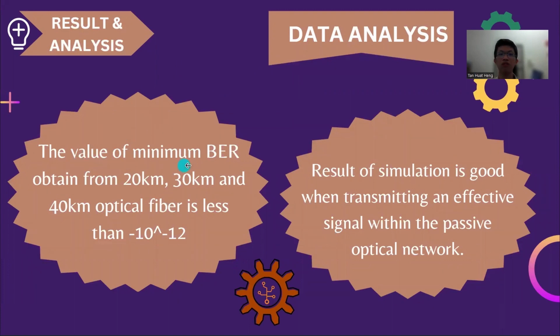So the value of minimum BER obtained from 20 km, 30 km, and 40 km optical fiber is less than 10 to the power of negative 12. The result of the simulation is good when transmitting an effective signal within the passive optical network. That's all. Thank you.